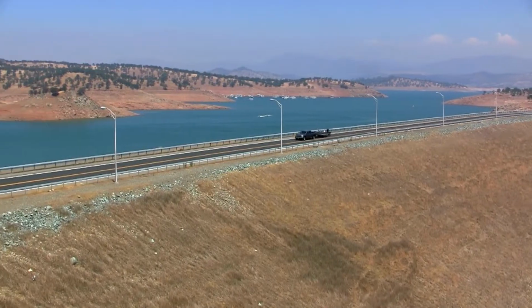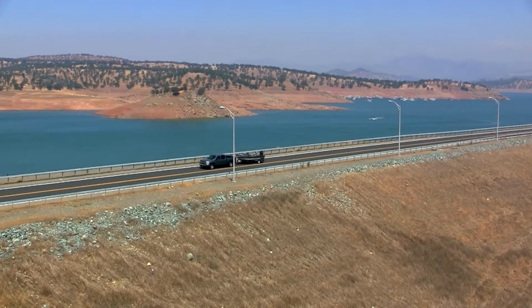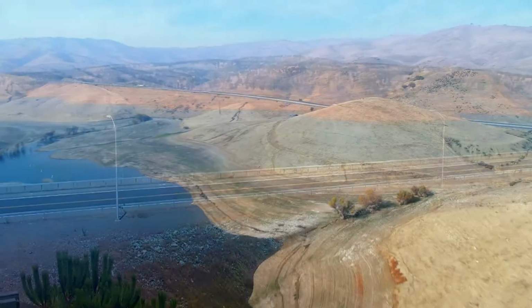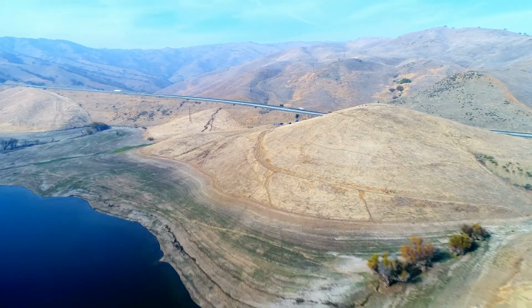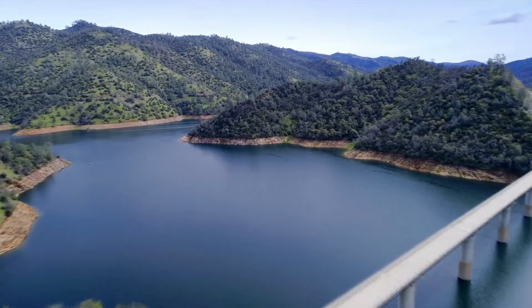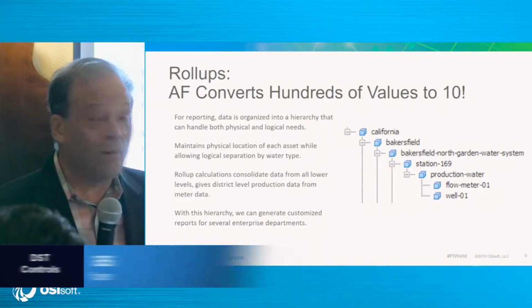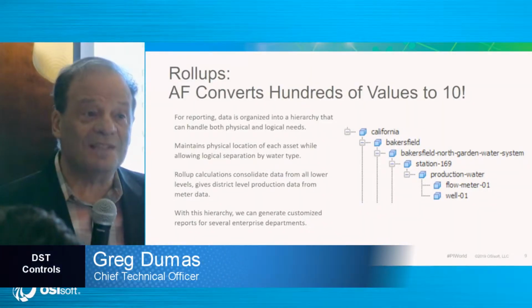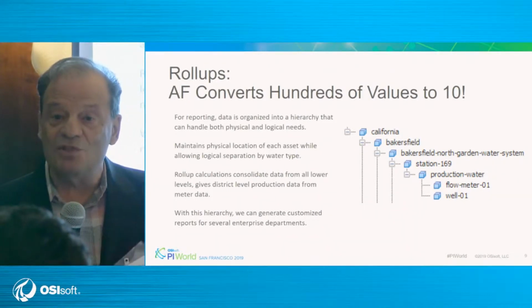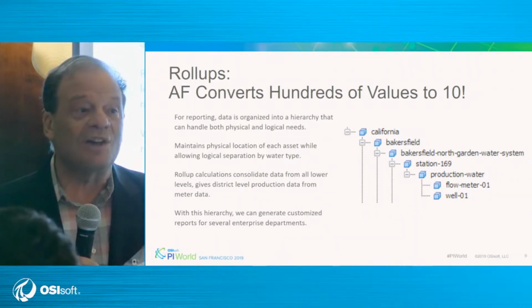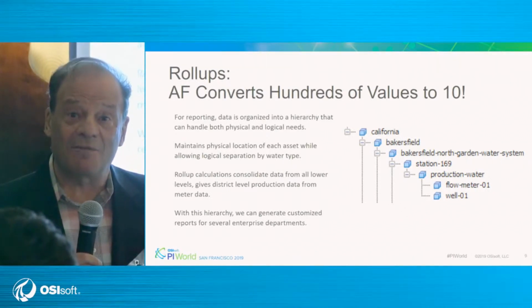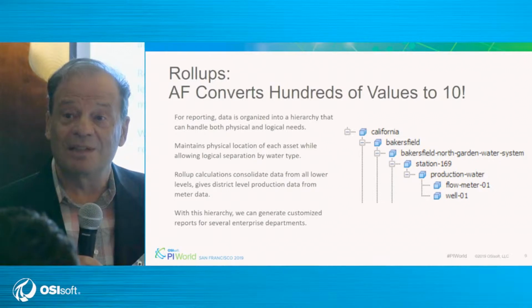A water system is a piece of paper. It comes from the state of California, and it says if you take water from this reservoir or this lake or this river, you have to tell us how much you took from it and its quality. There's nothing physical about that. But with PI AF, we were able to take all those physical tags, all those SCADA tags, and map them to a business unit water system that was entirely arbitrary and had nothing to do with the SCADA system. That would take a lot of effort in SAP or any other relational database.